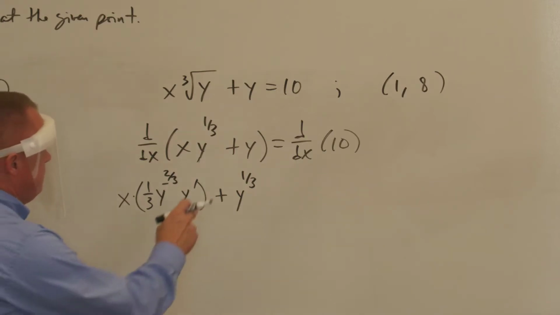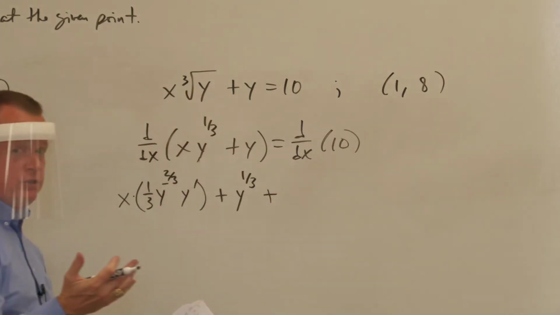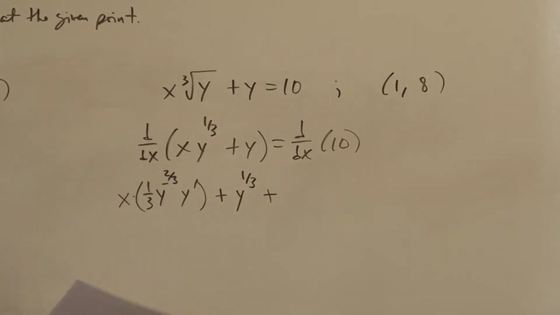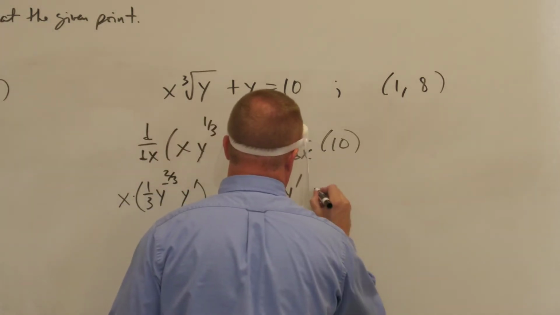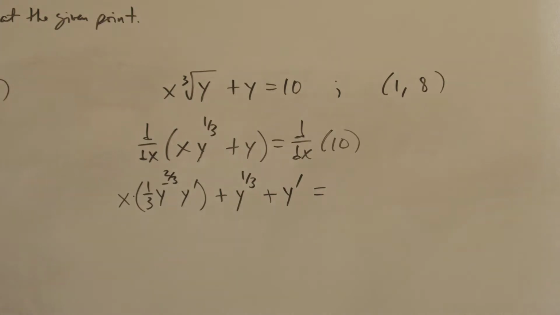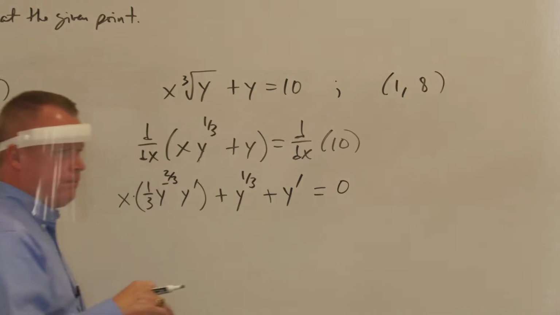Okay? Plus y. Okay, so now the derivative of y with respect to x is just dy/dx, or we'll write y prime on this one. Okay? Equals, all right, the derivative with respect to x of 10, 0. 0 on the right. Okay, any questions up to that point?